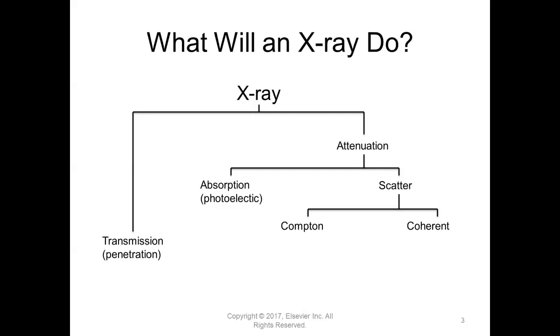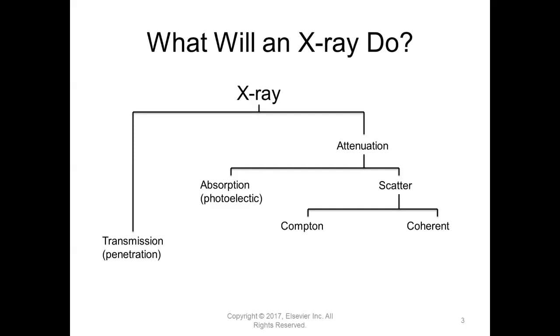With attenuation, we've got interactions happening. So it's either going to transmit or attenuate. And if it's going to attenuate, it's either going to be absorbed, that's the photoelectric effect, or it's going to scatter. And under scatter, for our purposes, we've got two different types of scatter. We have Compton scatter and coherent.